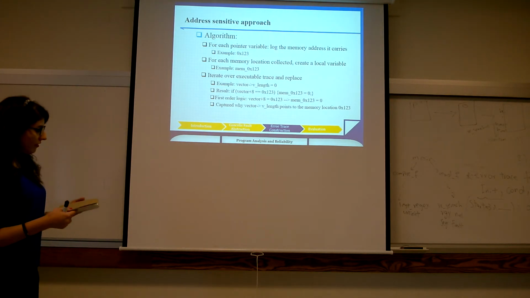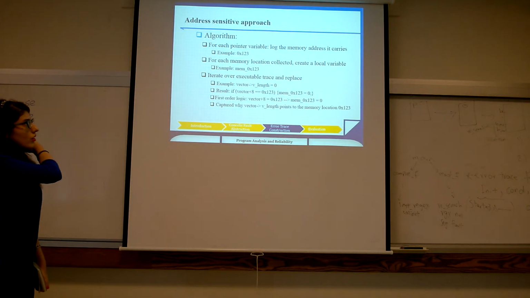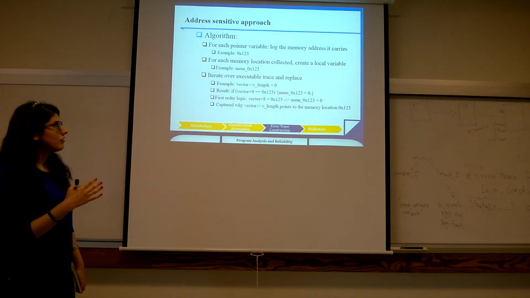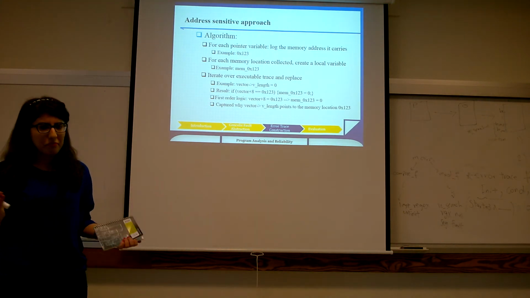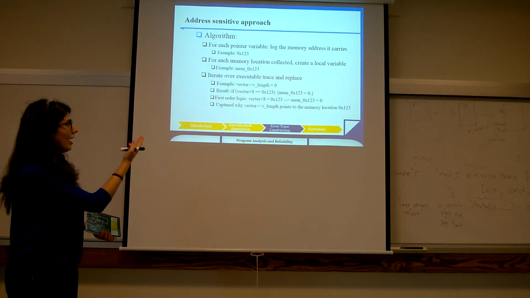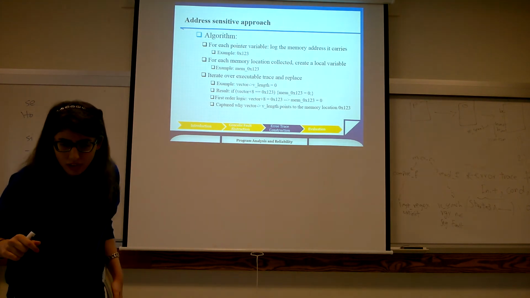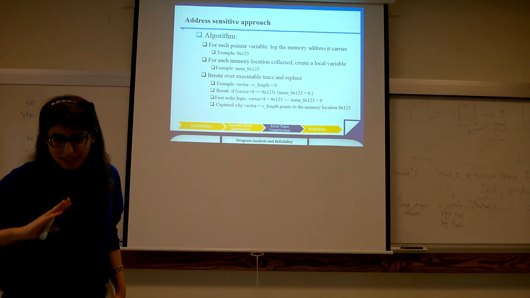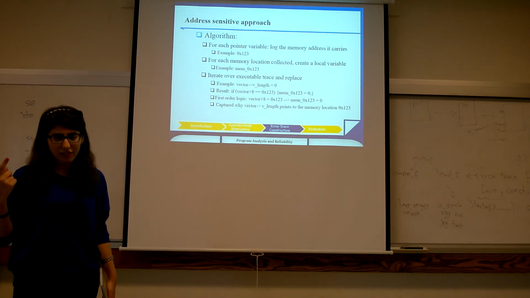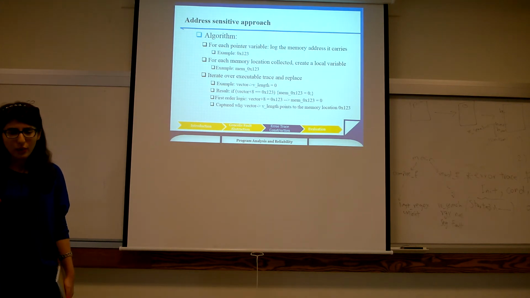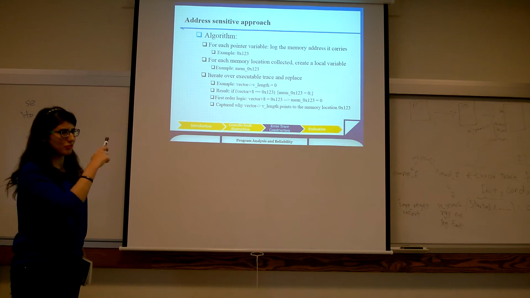They say, okay, we will go through all the pointers. For each pointer variable, we will log the memory address that it carries. So for example, say some pointer had the memory location 0x123, right? So next step, for each memory location that we collected in the first step, we create a local variable. So in this case, for example, mem of 1 to 3.